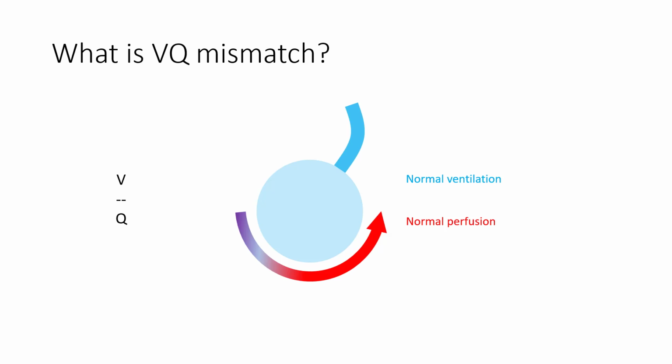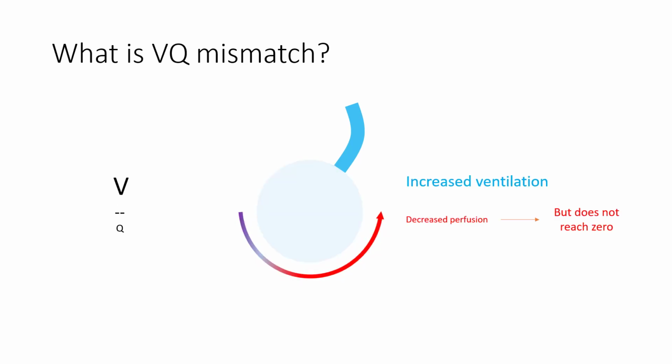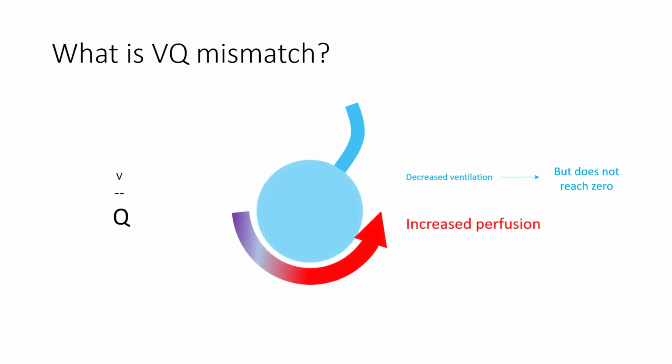VQ ratio is the ratio of ventilation to perfusion. If you have increased ventilation or a decreased perfusion to an alveoli, your VQ ratio will increase. Here the perfusion decreases but never reaches 0, because if it reaches 0, this area would be a dead space. If your ventilation drops and perfusion increases, the VQ ratio drops. Here the ventilation decreases but again does not reach 0, because if it reaches 0, it will be a shunt.